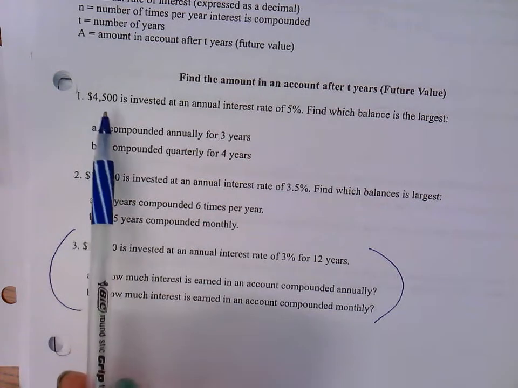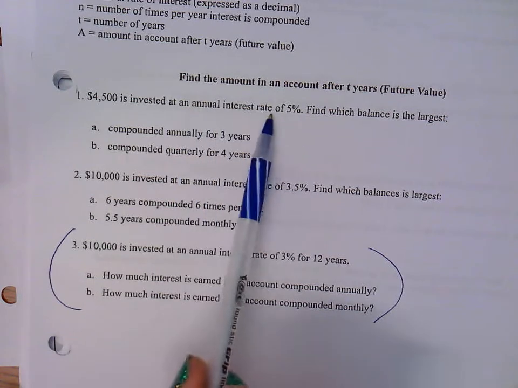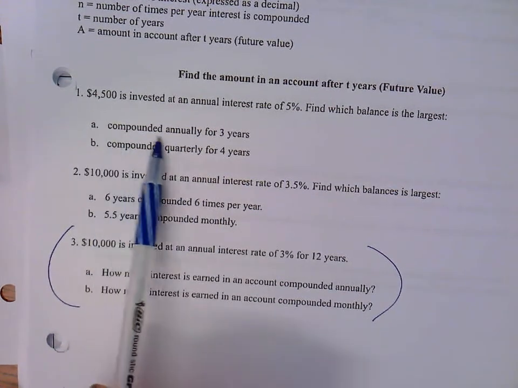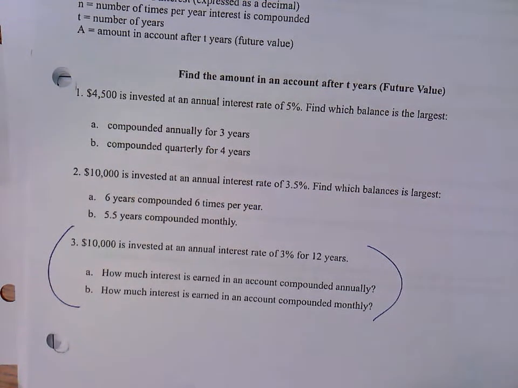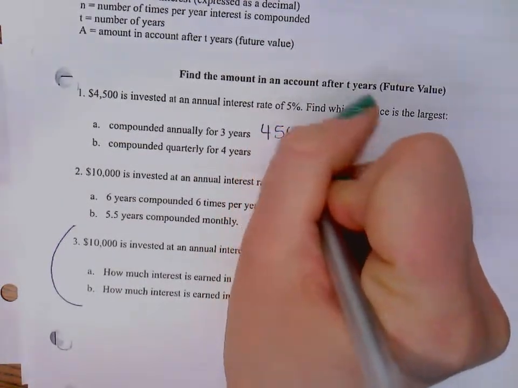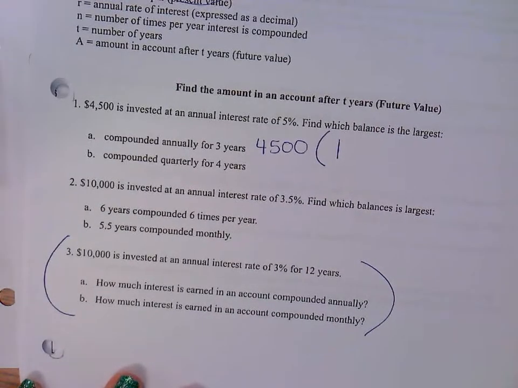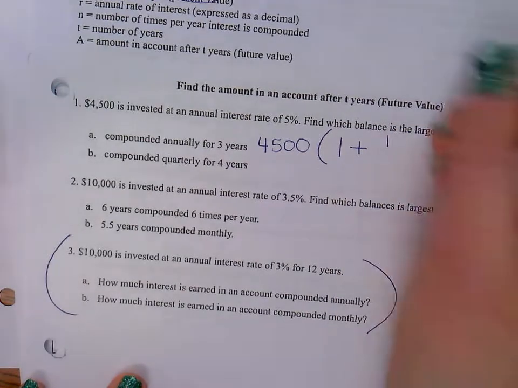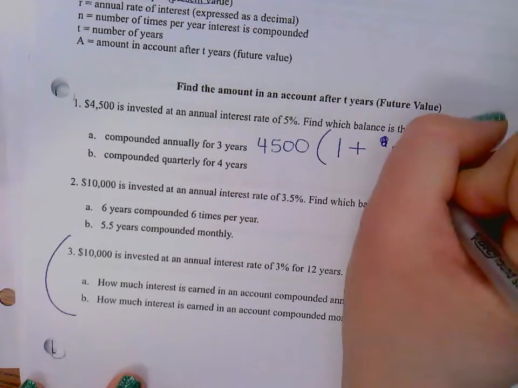Okay, so if I have $4,500, I get an annual interest rate of 5%. Which of these will be better? Do I want to compound annually for 3 years or compound quarterly for 4? You can probably figure out which one's going to be better. I take my 4,500, that's my principal. I get my principal back, so that's the 1. Plus, what's my interest rate? 0.05, right?